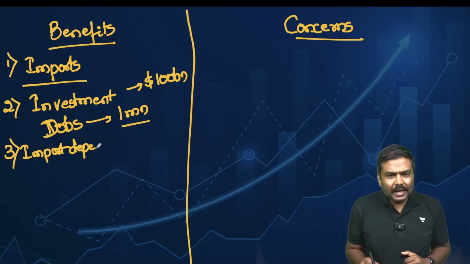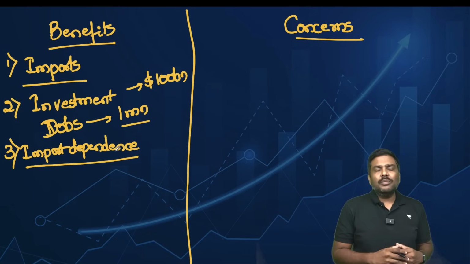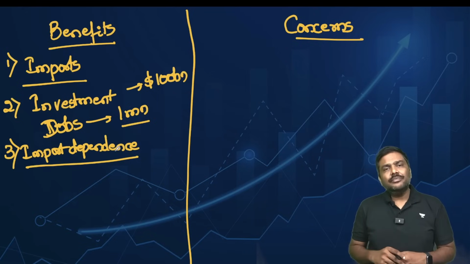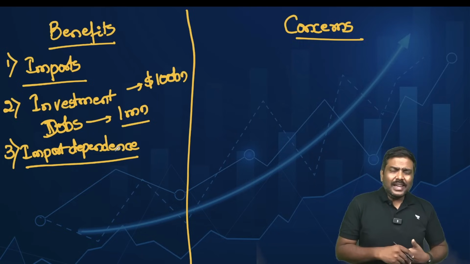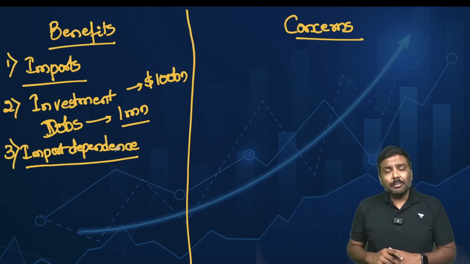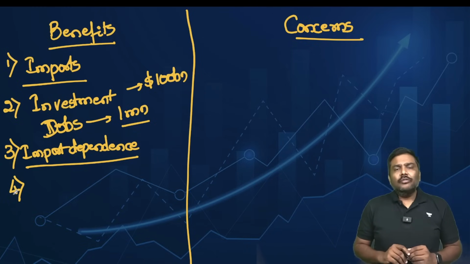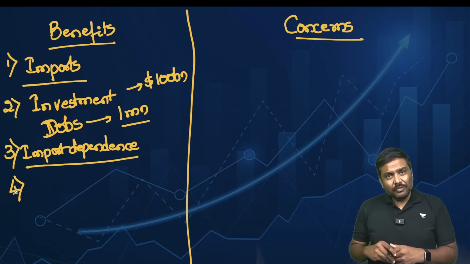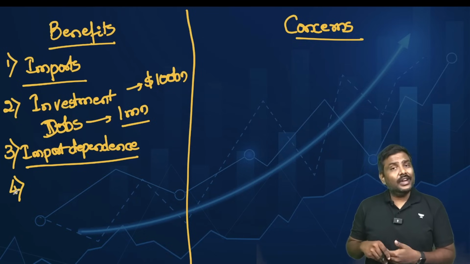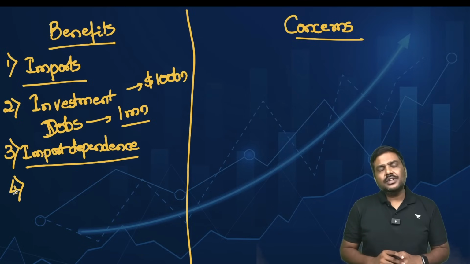Import dependence is expected to come down because we expect investments from the EFTA group of countries in the pharma sector, in food processing, in chemicals, etc. With higher investment, we expect import dependence to come down. Fourth very important point: we are negotiating a free trade agreement with the European Union, and before that itself, we have signed a free trade agreement with EFTA. There are two very important observations here.